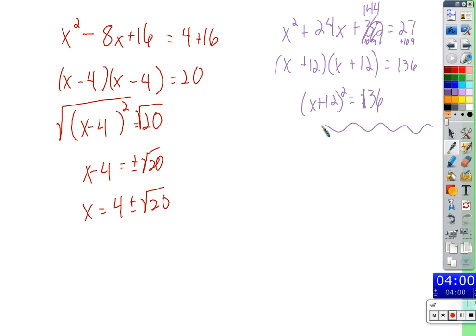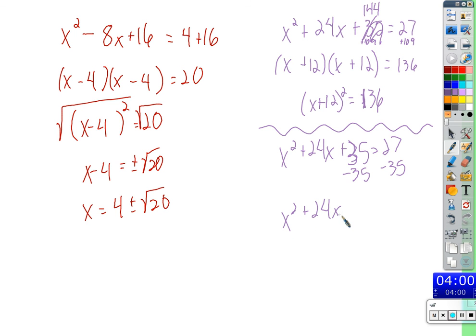Another way that I saw more people doing, more than this approach. So 35 is not 144. It's not the number that I want it to be. So I'll just cancel it out on this side, make myself a fresh blank spot for that number to go. X squared plus 24x plus nothing, the blank spot, equals negative 8. And now I figure out what that number has to be. We've already figured out that number has to be 144. Add 144 to both sides.